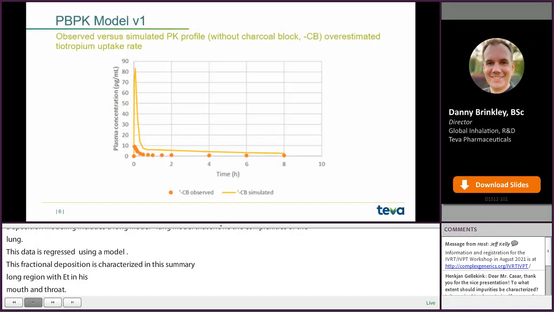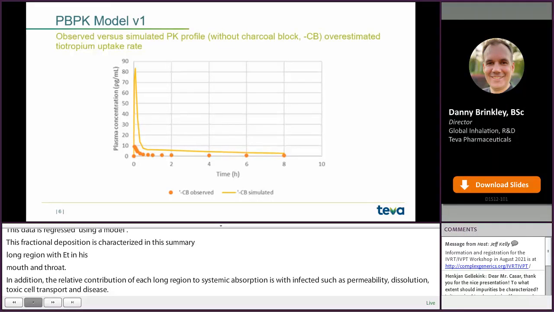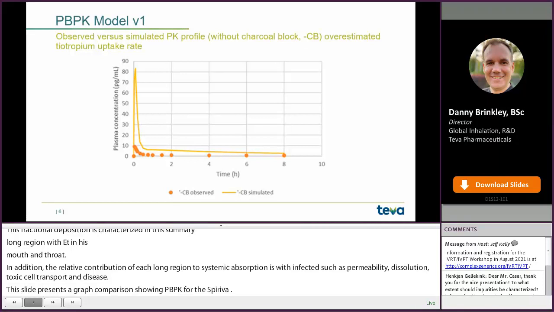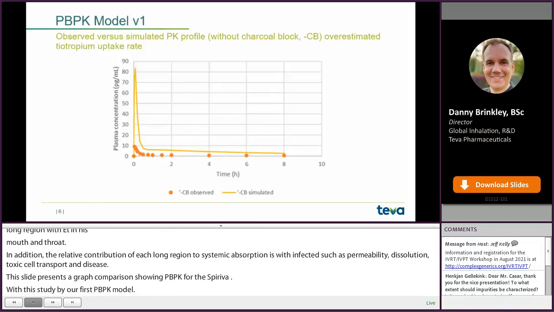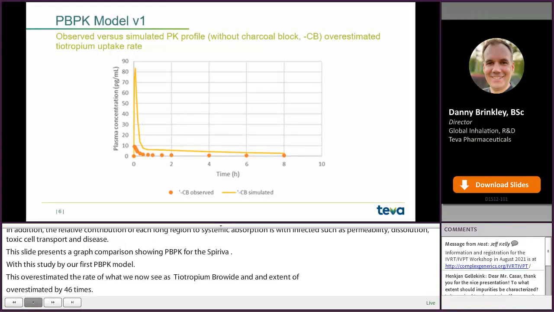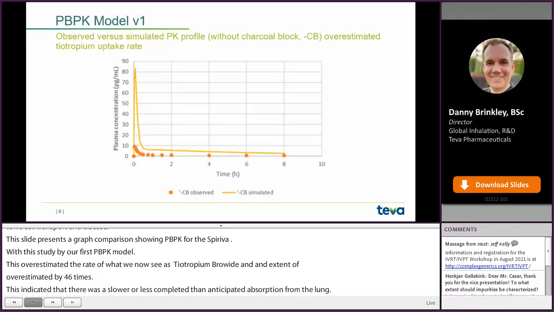This slide presents a graph comparing observed and simulated PK for the Spiriva Handyhaler non-charcoal arm of the PERI study produced by our first PBPK model. This model overestimated the rate of uptake of inhaled tiotropium bromide to an extent at which AUC to 8 hours was overestimated by 4 to 6 times, indicating that there was a slower or less complete than anticipated absorption from the lung. This suggests that a fraction of the inhaled tiotropium bromide is either absorbed very slowly from the lung or that it is metabolized in the lung.